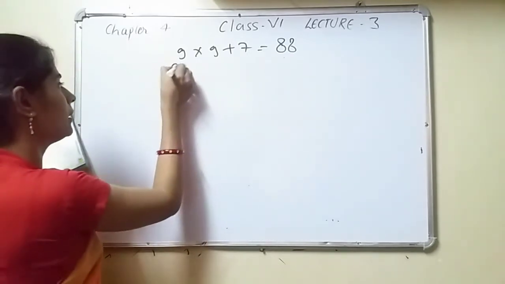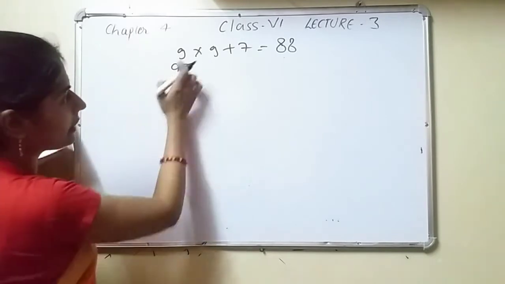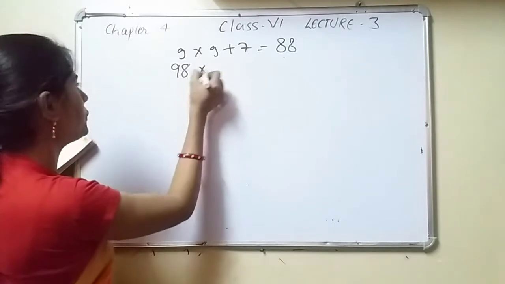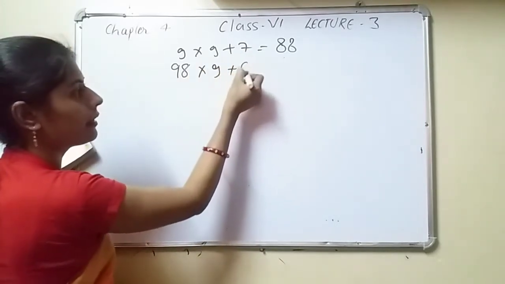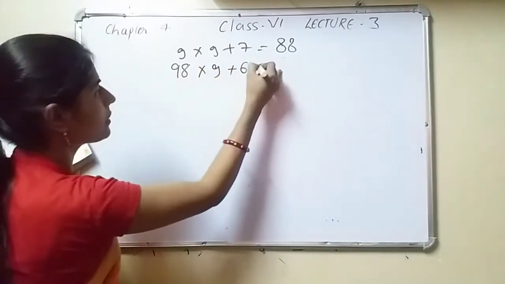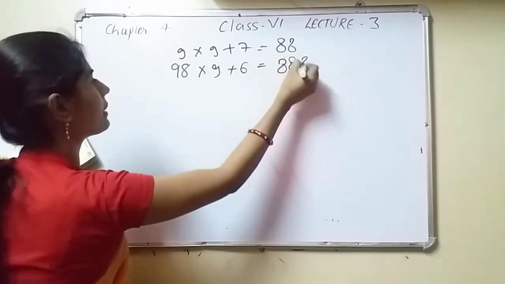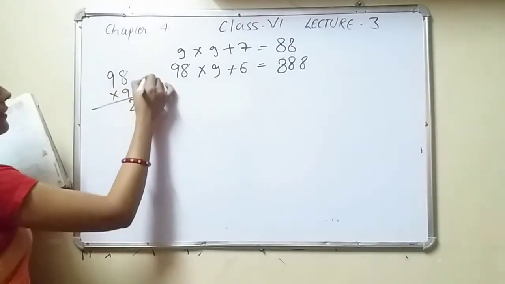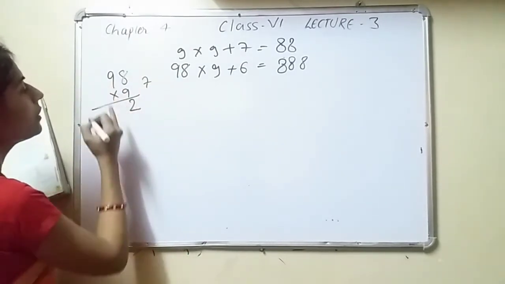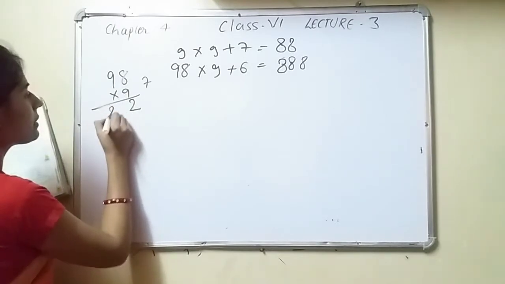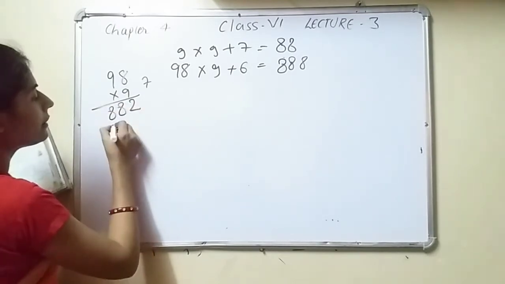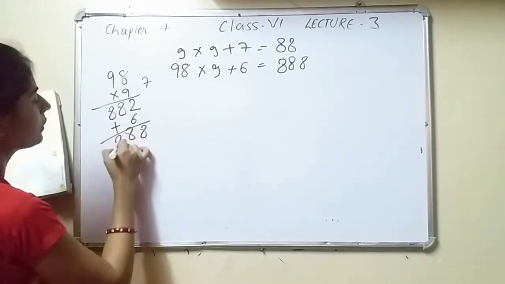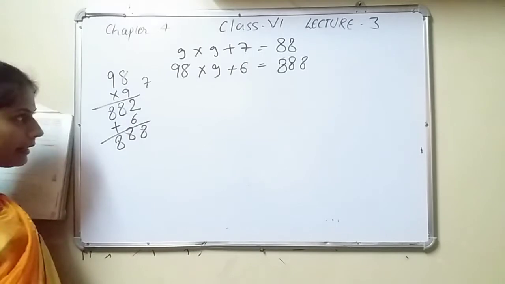Now see the second, 98. It means here again they are taking a decreasing number. It means 98 into 9 plus, again one less than 7, that is 6, is equal to what they have written here, 888. Now we will try to solve this. 98 multiplied by 9: 8 9s are 72, remainder 7, 9 9s are 81, 81 plus 7 is 88, so 882 plus 6. What is the answer we got here? 888.